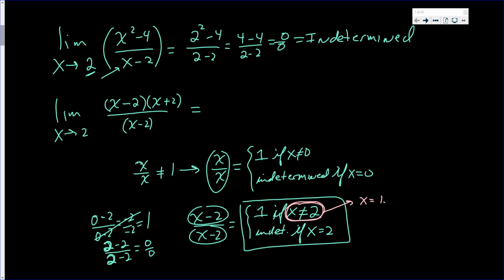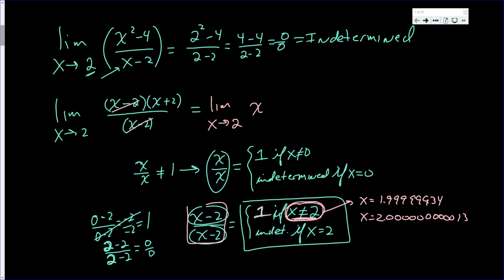X may equal 1.9999934. X may equal 2.0000000013, but it won't be 2. If x is not 2, this mess is 1. So you can cross it out, and then you just take the limit of x plus 2, which is 4, because I plug 2 in, I add 2, I get 4.